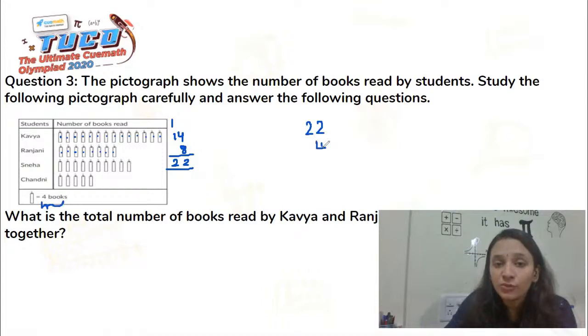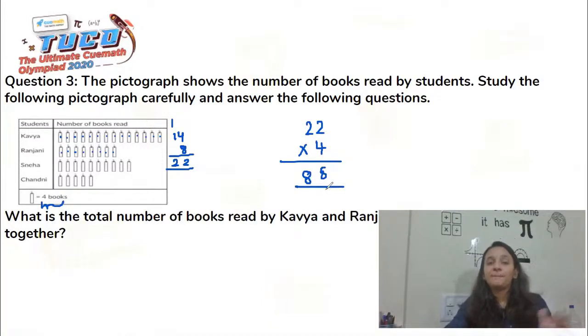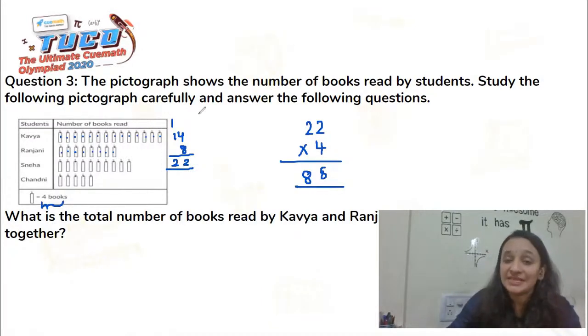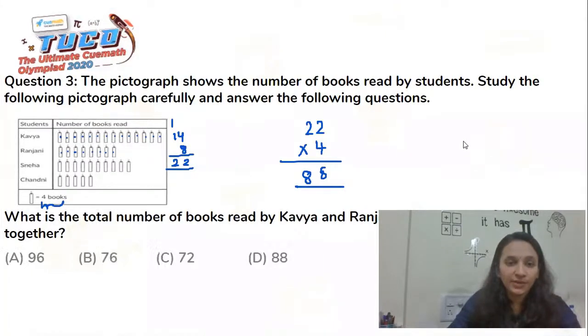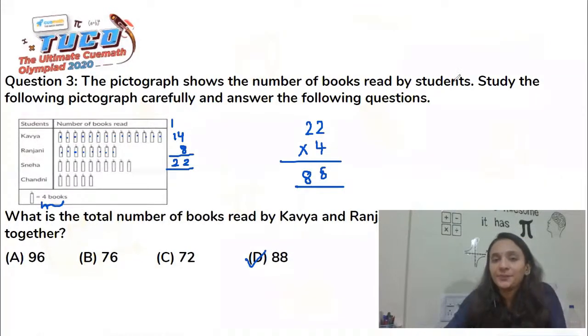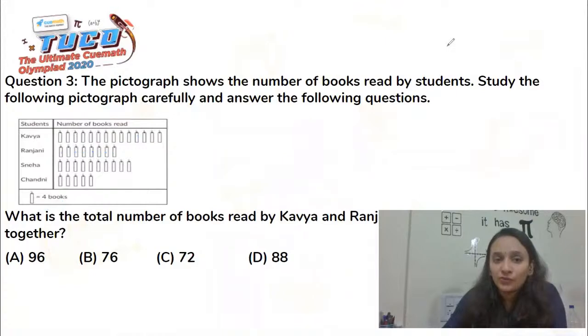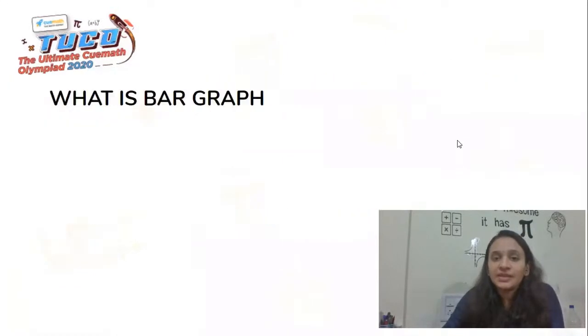So we would need to multiply it. So 4 2s are 8, and then 4 2s are 8 again. So the number of books read by Kavya and Ranjani put together is 88. Now let's see if we do have that number in the options. So yes, option D is the right answer to our question, which is 88, just as we calculated. So we move on to the next part, which is what is a bar graph.